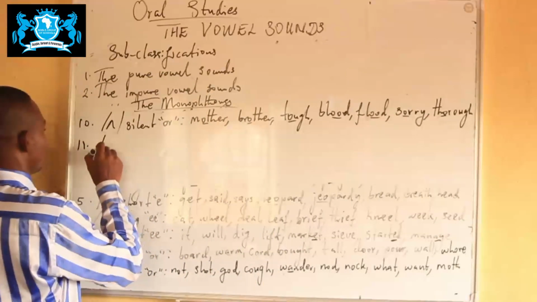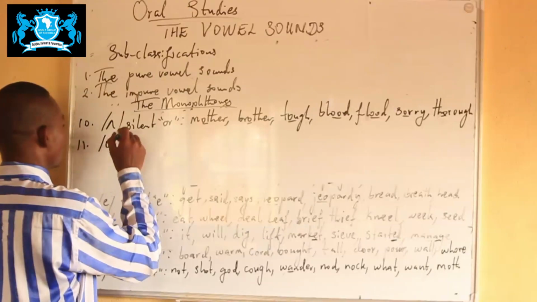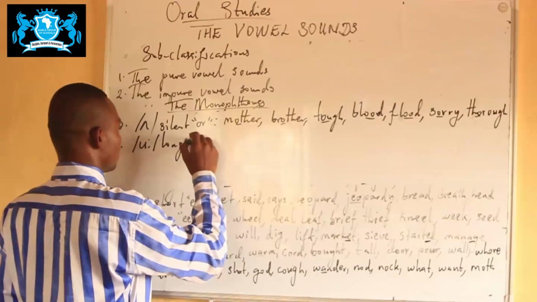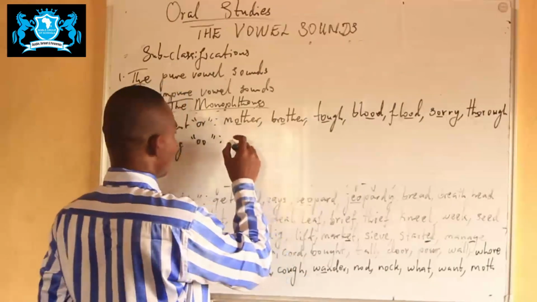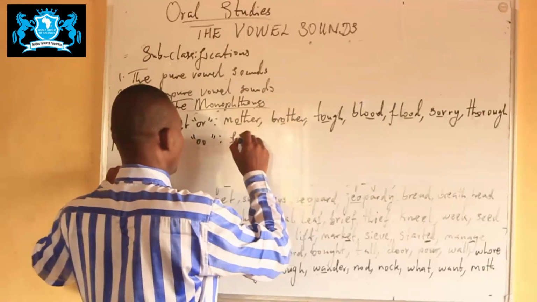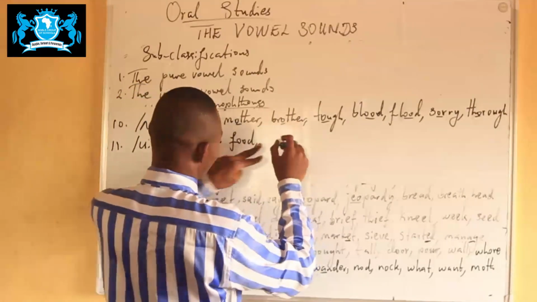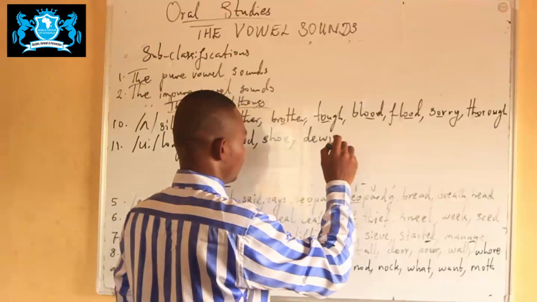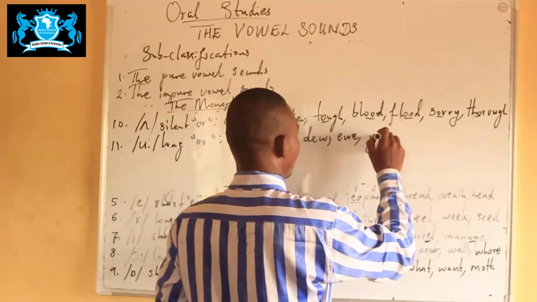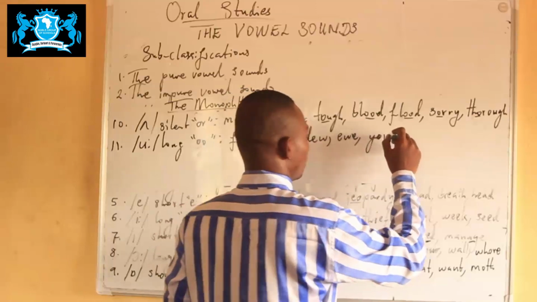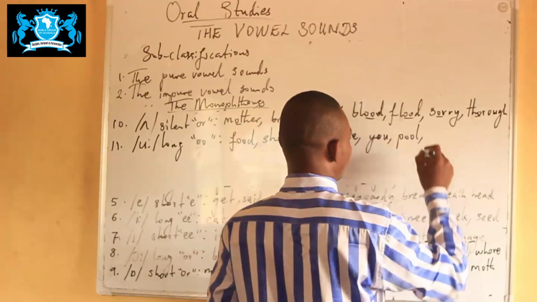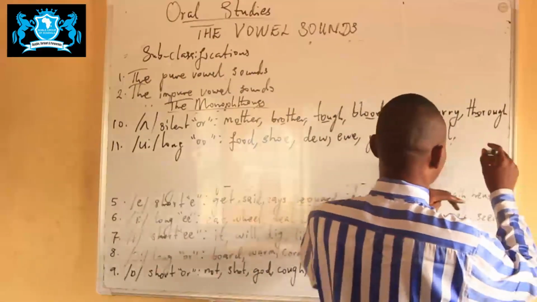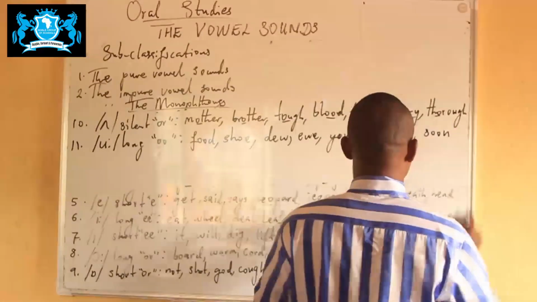Number 11, we have the long U sound. Here we have food, shoe, dew, you, who, and soon.